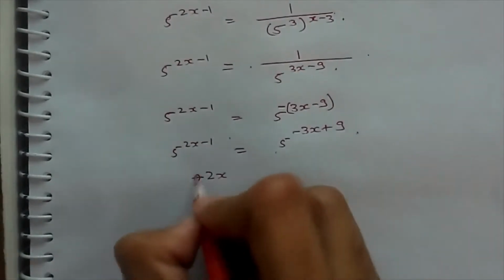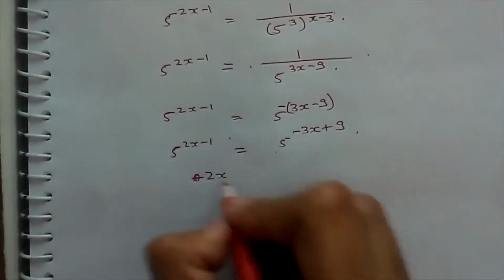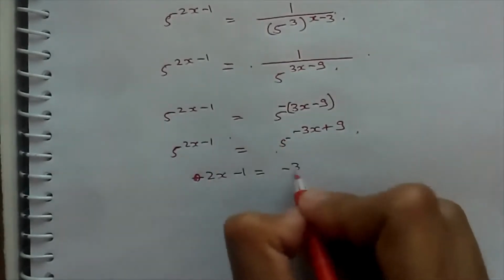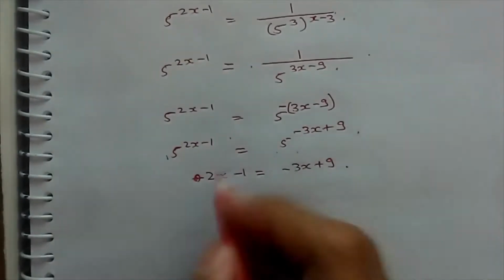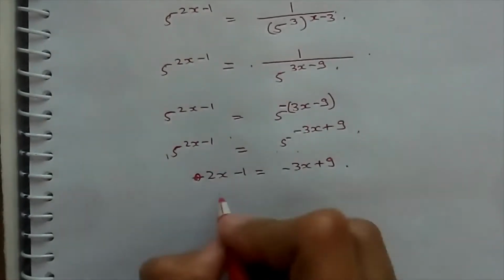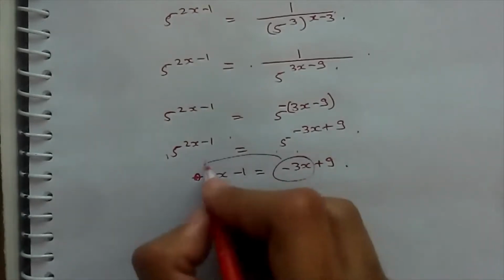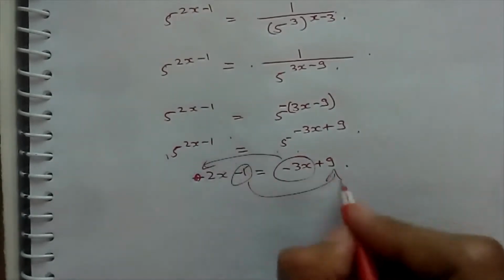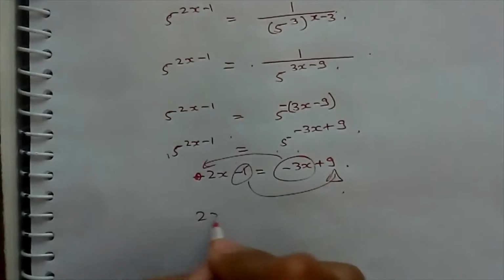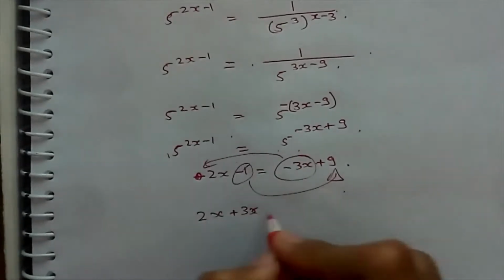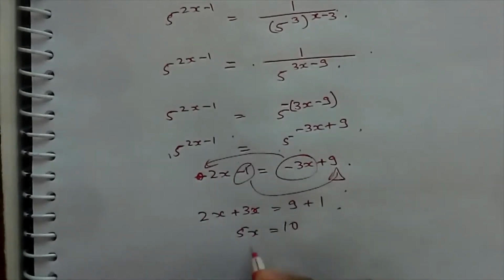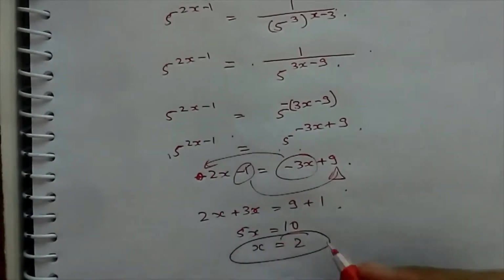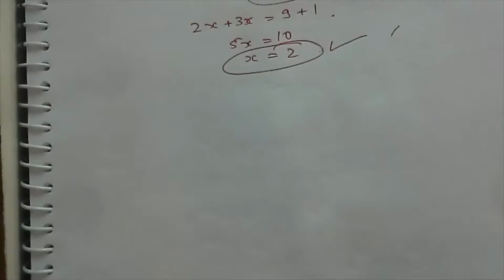It's plus 2, okay, not minus 2. Base is same, powers are equal, transferring minus 3x here and plus 1 on this side. 2x plus 3x will be equal to 9 plus 1, 5x equal to 10, x is equal to 2. Done. Let's quickly move to the second part of this question.